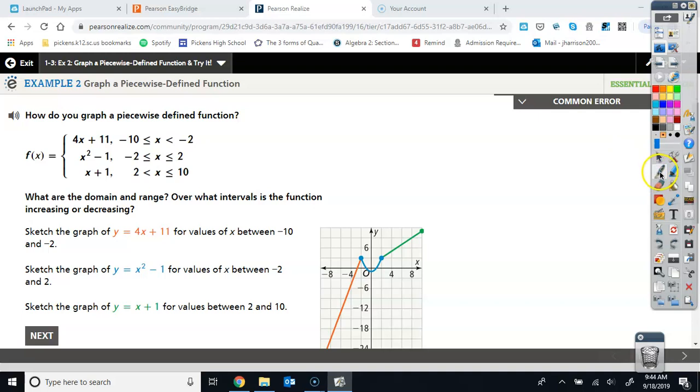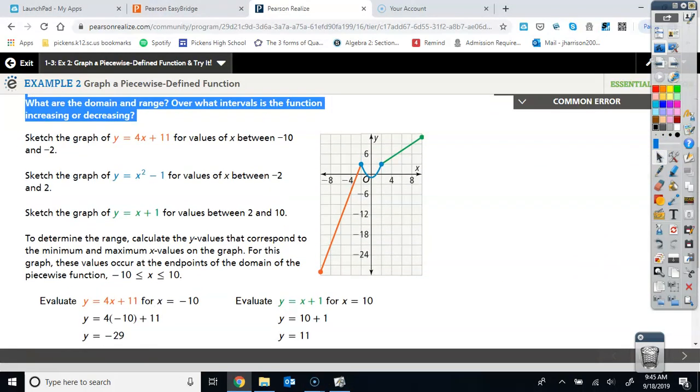It's telling me what numbers to plug in for x because these are my domain values. So all of these are telling me what I can plug in, and it's telling me what function to plug it into depending on what the x is. And so what you end up with is, like I said, these pieces of this graph.